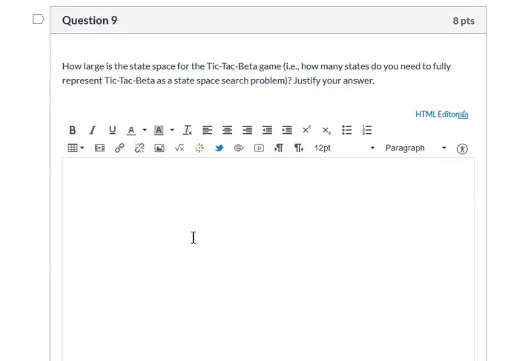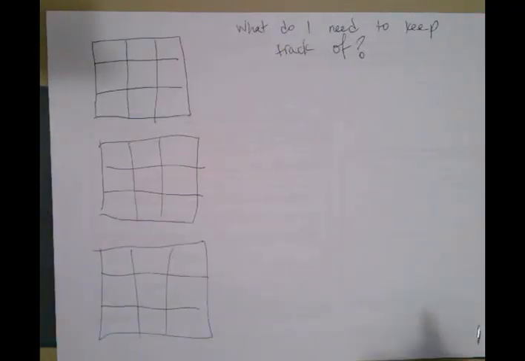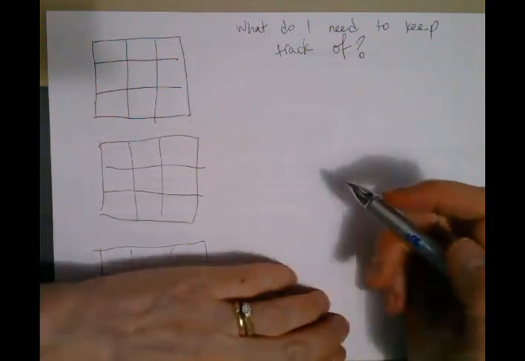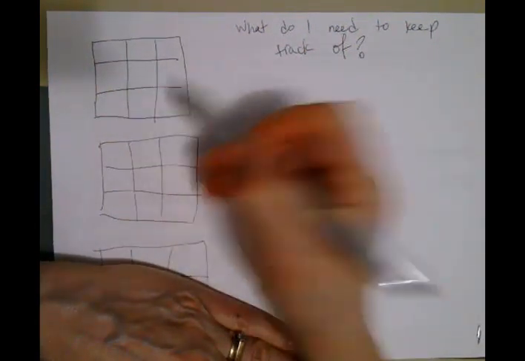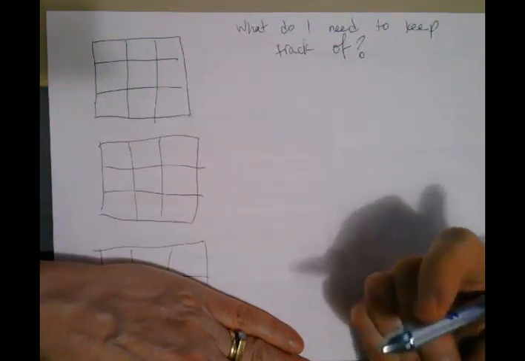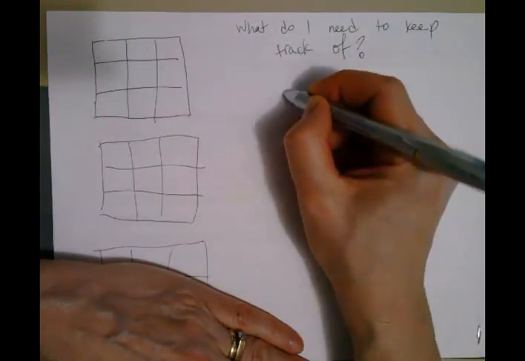All right. So how large is the state space for the tic-tac-beta game? How many states do you need to fully represent tic-tac-beta as a state space search problem? Justify your answer. So again, we need to figure out what it is that I need to keep track of. Obviously, we still need to know what room the player is in, and there are 9 possibilities for that.